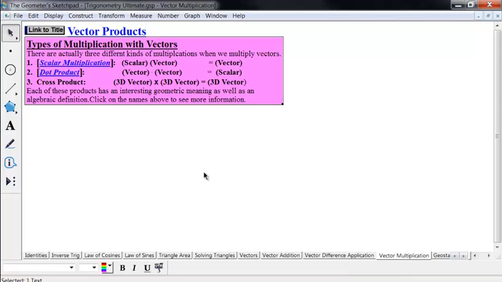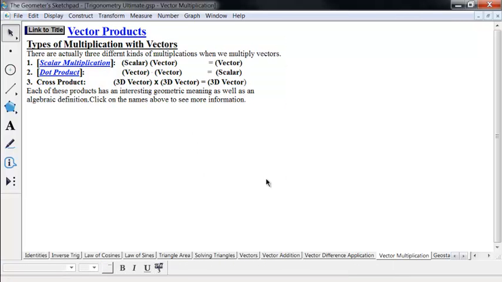Occasionally you'll even see it referred to as a scalar product because the answer is a scalar, but I prefer not to use that particular word because it might get confused with scalar times vector multiplication, which I call scalar multiplication. So this is scalar multiplication, or scalar product, or scalar multiple. This is going to be dot product or inner product.